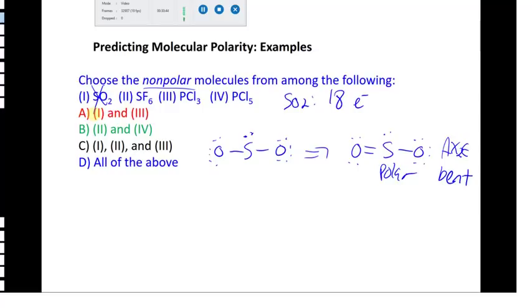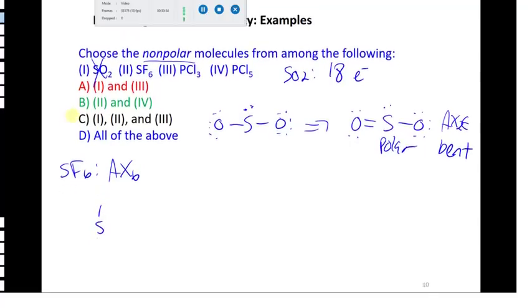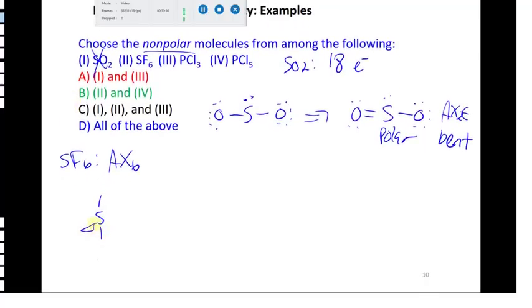And then we're not going to do all of these, but if we go to SF6, what we find is that this one ends up being AX6, so there's no lone pairs on the central atom. And as we said, all of the AXM structures with 0 lone pairs on the central atom, you get an octahedral structure in this case, but all of these would be nonpolar. You have 6 polar bonds, but all of those cancel each other out when you don't have any lone pairs on the central atom. So that one's going to be nonpolar.